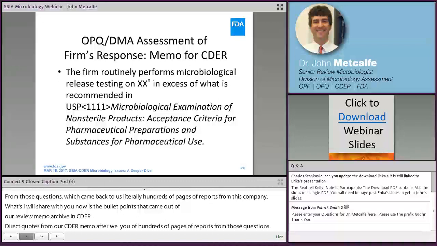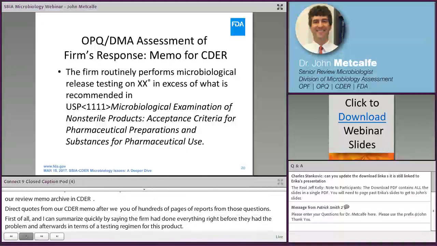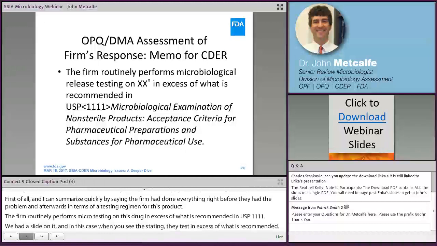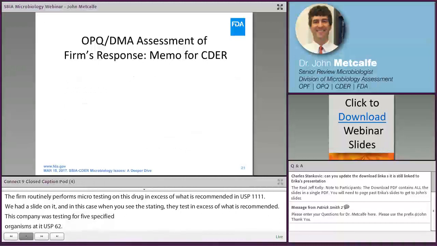Bullet 1, the firm routinely performs micro-testing on this drug in excess of what is recommended in USP 1111. Erica had a slide on USP 1111. In this case, when you see that I'm stating here that they test in excess of what's recommended there, I'll tell you that this company was testing for 5 specified organisms out of USP 62, whereas USP 1111 suggests only testing for 2. So they were going above and beyond.